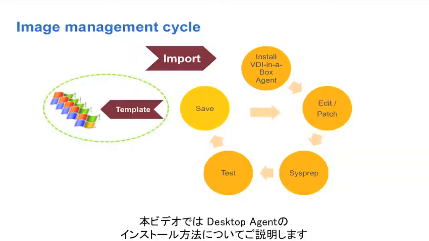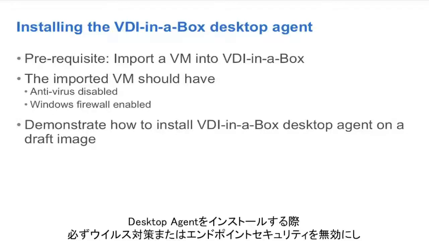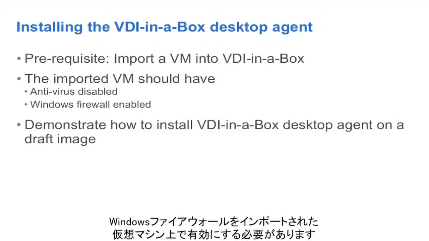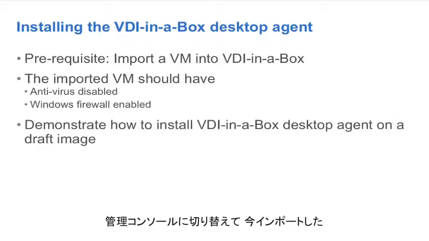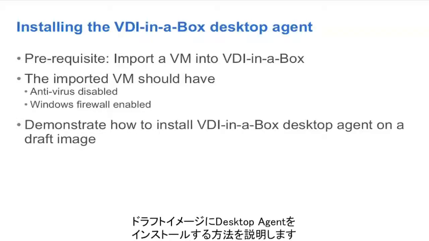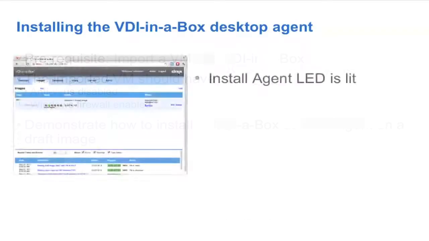In this video, we're going to show how to install the desktop agent. When installing the desktop agent, we must ensure that antivirus or endpoint security is disabled and Windows Firewall is enabled on our imported VM. Please note that you can re-enable your antivirus at a later stage. We will switch to the admin console to show you how to install the desktop agent on the draft image that we have just imported.